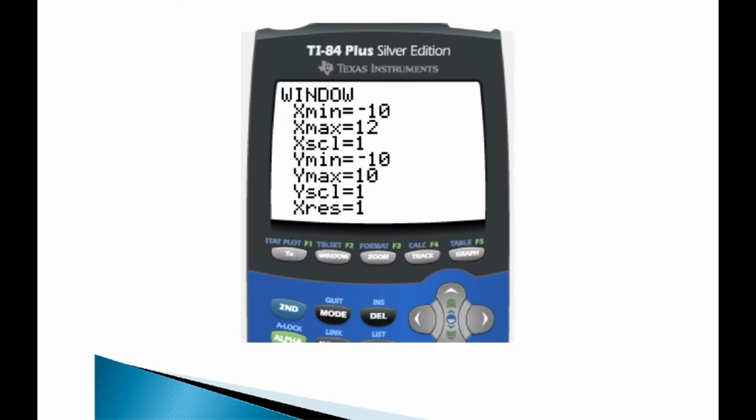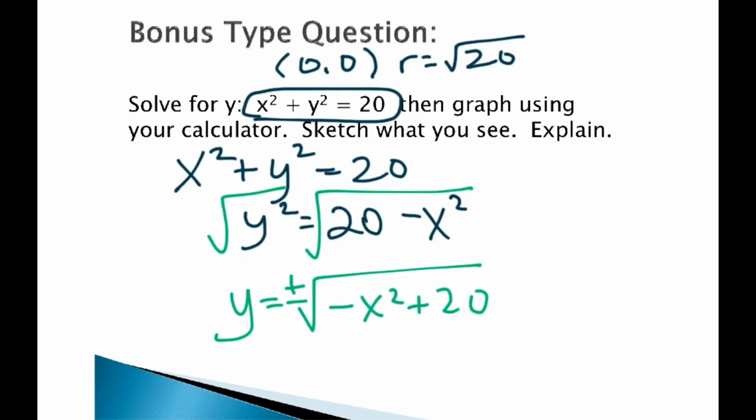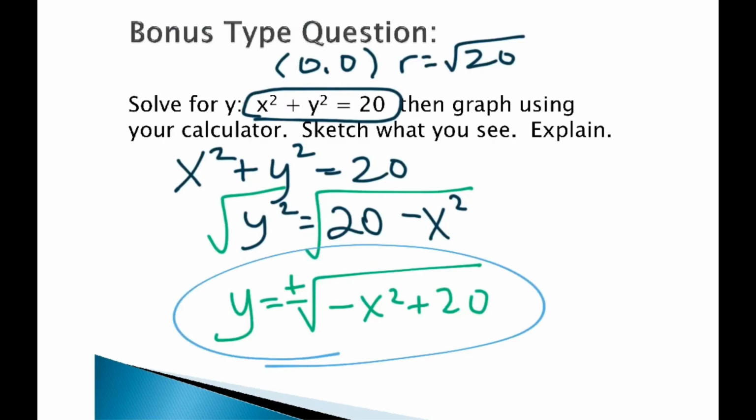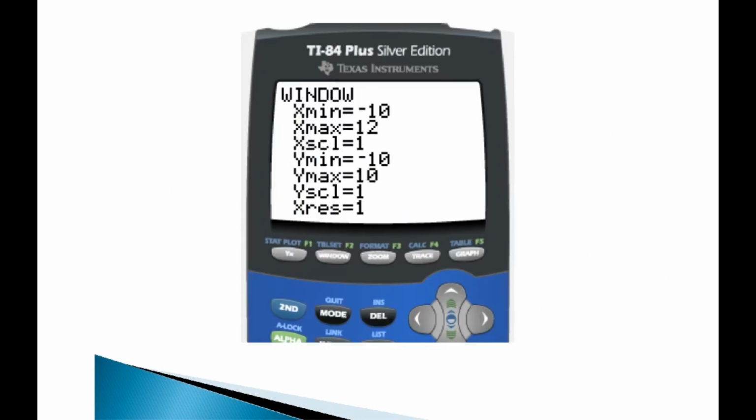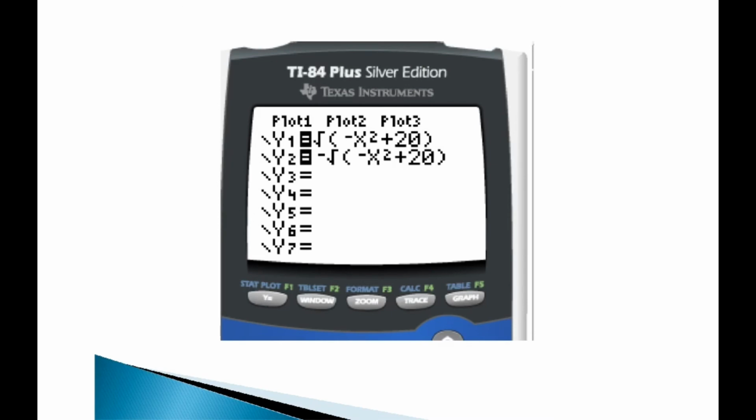Now let's put it in our graphing calculator and see what happens. The first thing I want you to do is check your window. If you go to window, which is this button right here, check your window and make it look like this. You might want to pause the video and make sure your window looks like that. Then you're going to go to your y equals menu, and in your y equals menu you're going to type in the two different equations, because right here we have two different equations. We have positive square root of negative x squared plus 20, and then negative square root of negative x squared plus 20. So we're going to have to enter both of those.